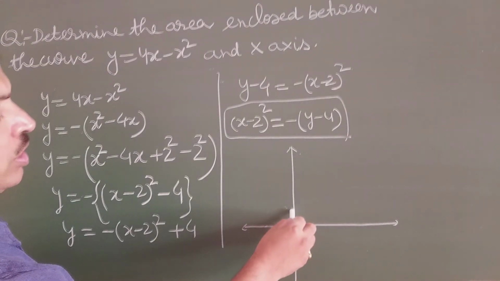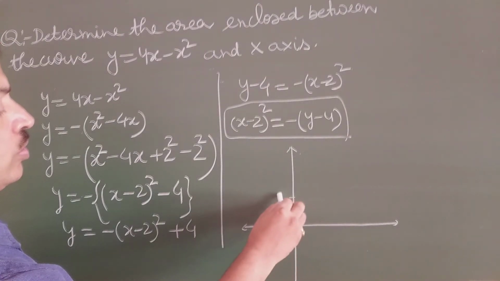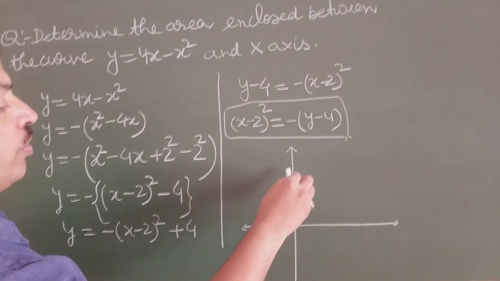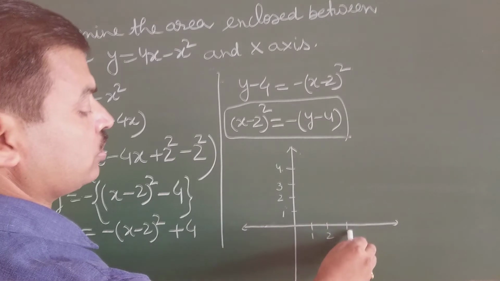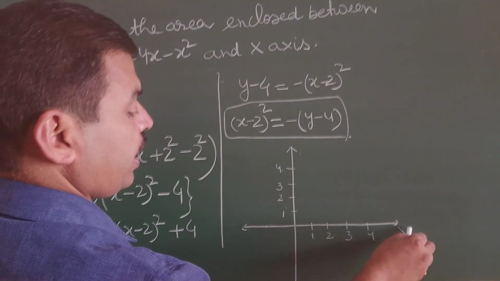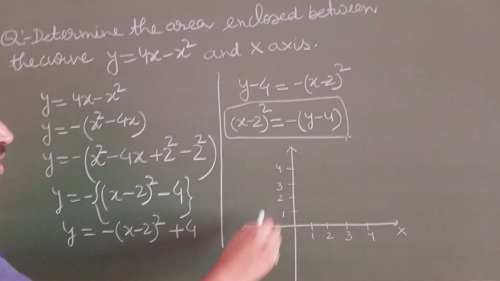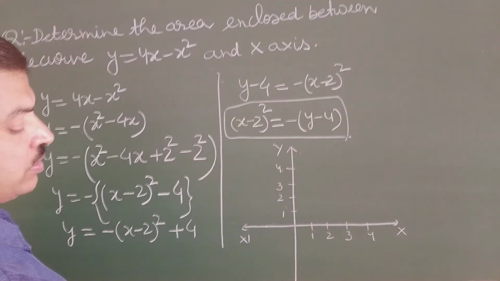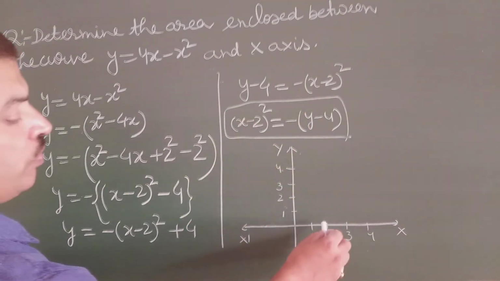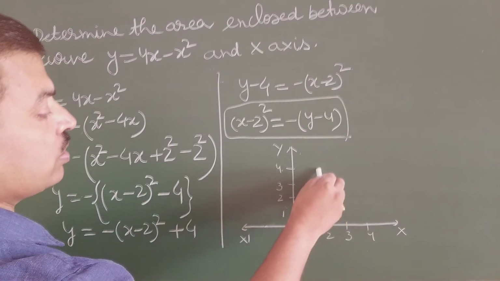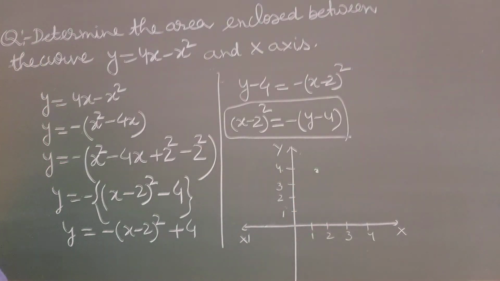So it is 1, 2, 3, 4, 1, 2, 3, 4. This is the x axis, this is the y axis. So the vertex is 2, 4, so in front of 2 we have to take 4, correct?